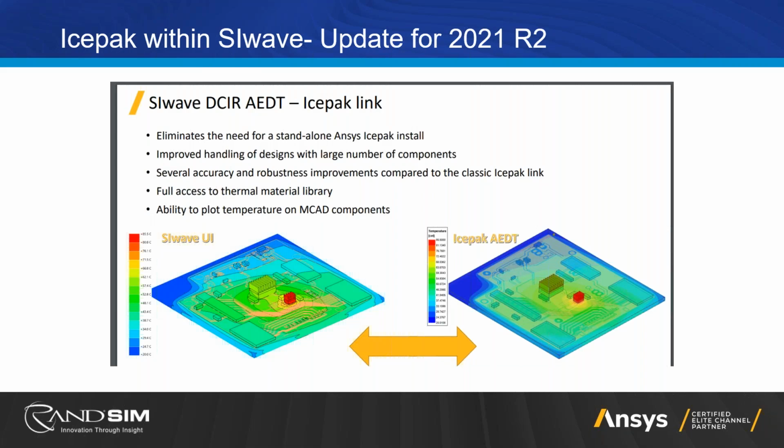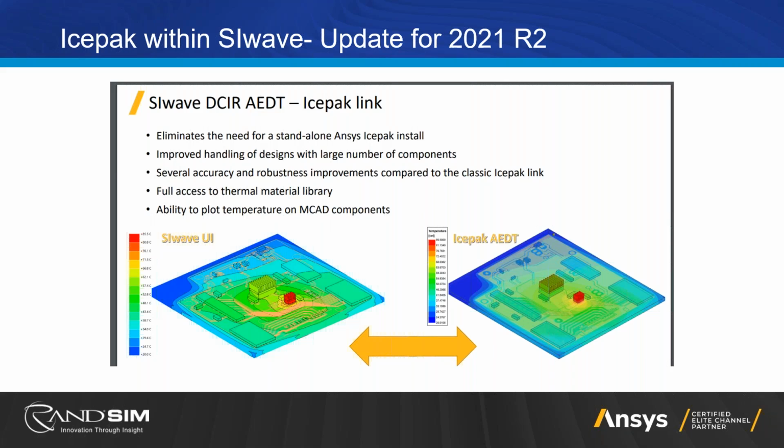And as I was alluding to before, there is a nice update within 2021 R2 for SIwave and Icepak. So before, what you would have to do is install Icepak Classic, which comes within the Fluids package installation, to use Icepak within SIwave. That's been replaced. Now it falls within the electronics, which removes the need to bring in or install another package. So it's just a very nice fix that Ansys has added here within the tools.